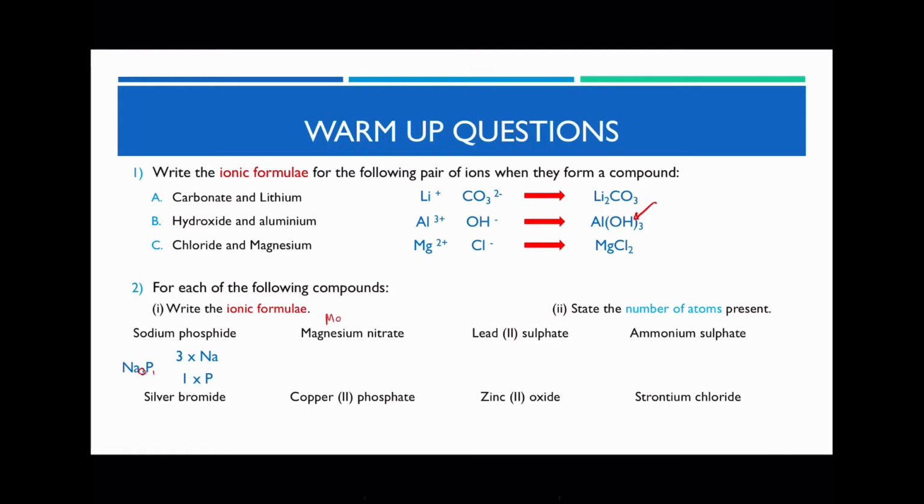Magnesium over here is Mg2 plus. Nitrate is NO3 minus. Follow the crisscross method, so therefore it should be Mg bracket NO3 close bracket with a subscript 2. We can see that there's only one magnesium.